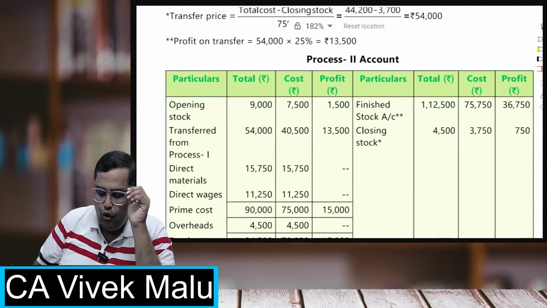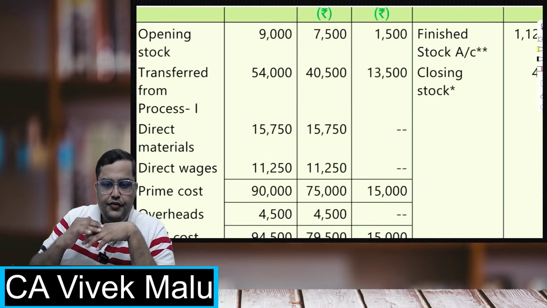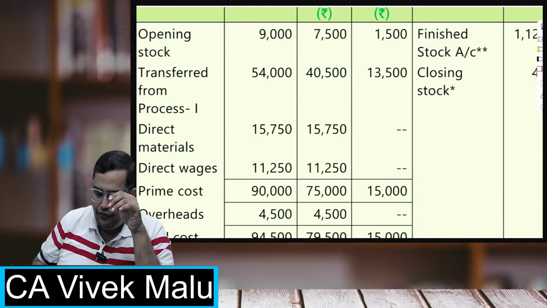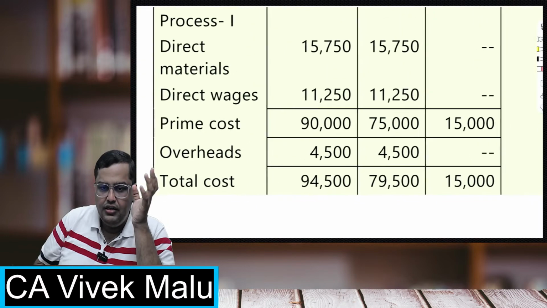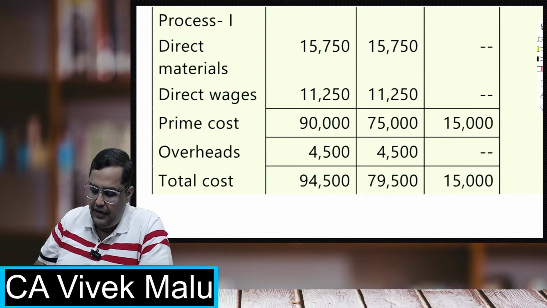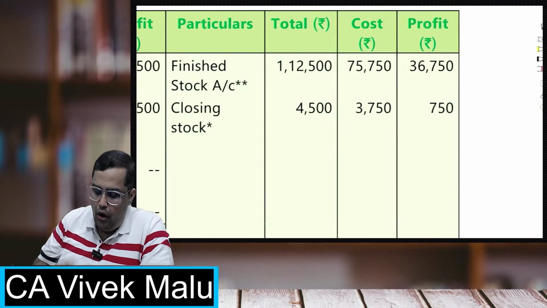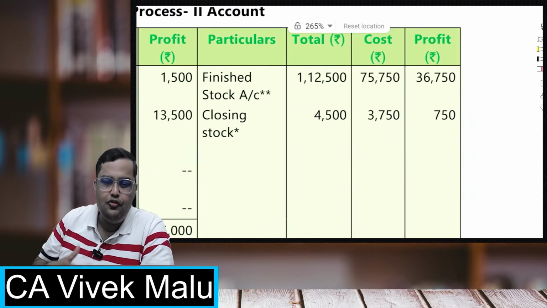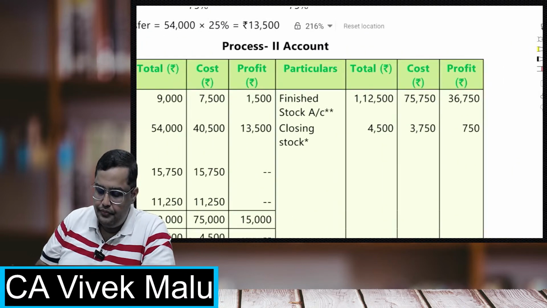But in process 2, where opening cost is coming with profits, we have already transferred 54,000 with 13,500 profit. Now we get the prime cost, that is 90,000, which is having 75,000 as the cost and 15,000 as the profit. So 1/6 is the profit and 5/6 is the cost. Similarly, I have balanced the closing stock, and out of 4,500, 750 will be my profit. So this is what I should understand. Okay, and after getting this, you just balance all the other columns, you'll get everything because the profit margins and all that is given. So not a problem.